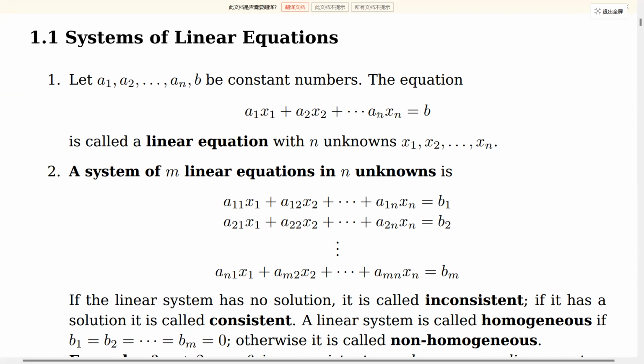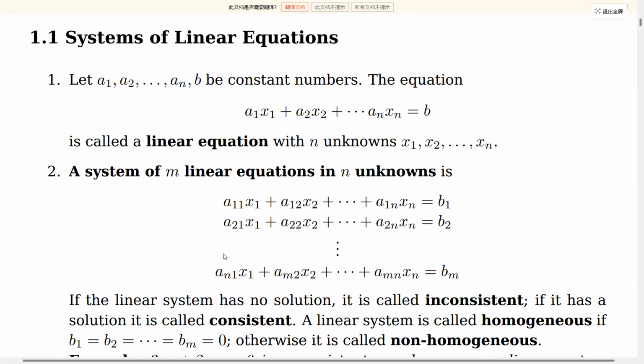So that's one linear equation. It is linear in the variables x1, x2 to xn. All of them have exponent 1. So that's called a linear equation, and we only have one linear equation so far. But you can write down similar equations in the same way.